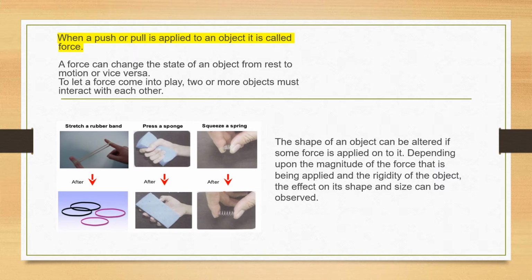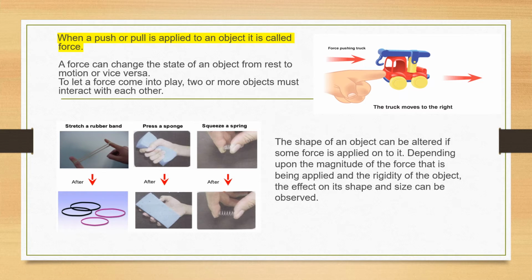In the previous video we discussed force and the effects of force. Force is a push or pull that is applied on an object. When we apply a push or pull on any object, it is called force. And force can change the state of an object. It can bring it to rest, or it can bring it to motion.